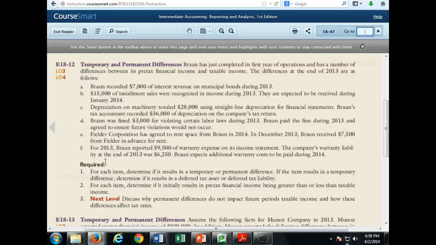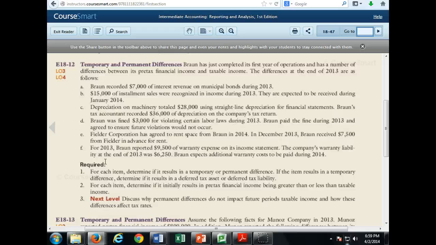Taxable income greater than financial income in this period. That's going to be a tax asset, a deferred tax asset, right? But taxable income being less than financial income, that means we're going to have a deferred tax liability, aren't we? Right? So I would create a chart.